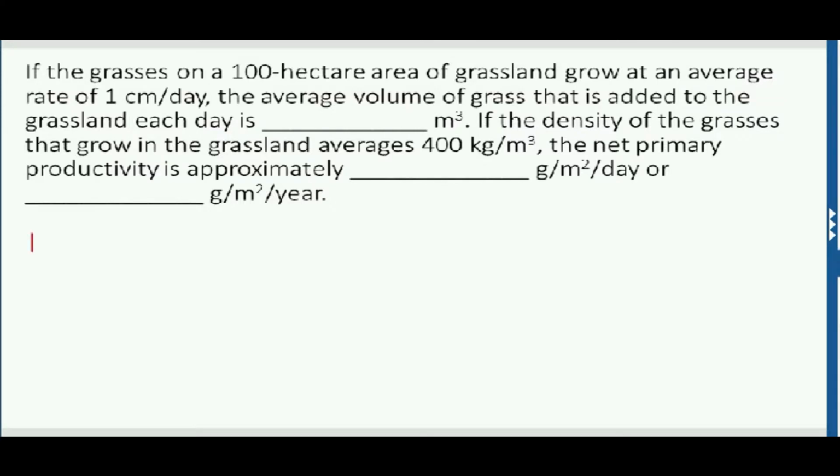So we turn the hectares into meters squared. We have 100 hectares, and I'm just going to call them H's so I don't have to write the whole thing. And it's times 10,000. There's 10,000 meters squared in 1 hectare. So basically, we're just converting the hectares to meters squared. So we get 1,000,000 meters squared. Literally a million.